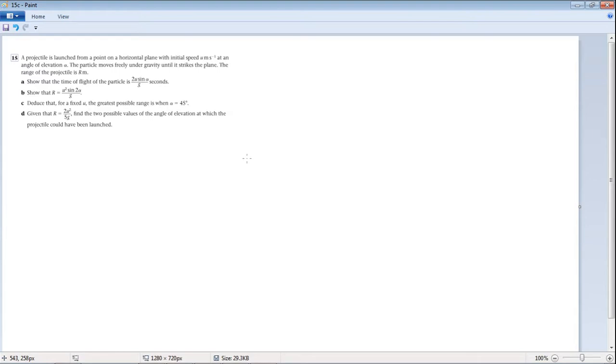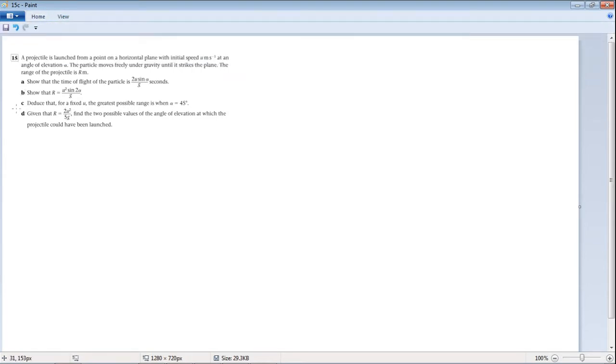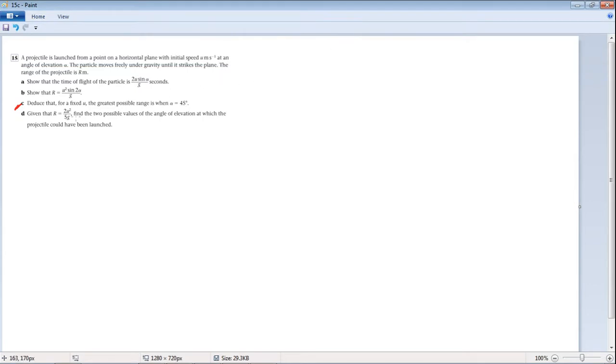Now we are going to solve the C part of this question. In C it asks: deduce that for a fixed U, the greatest possible range is when alpha is 45 degrees. Well, before solving C, I want to tell you something, fellows.